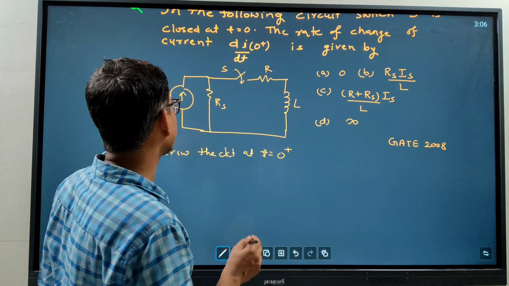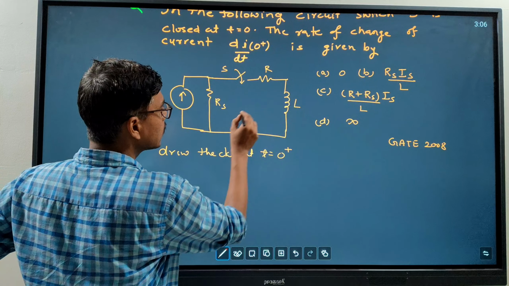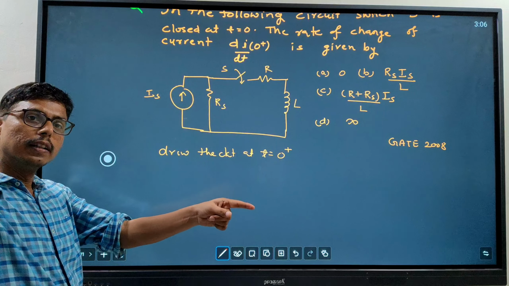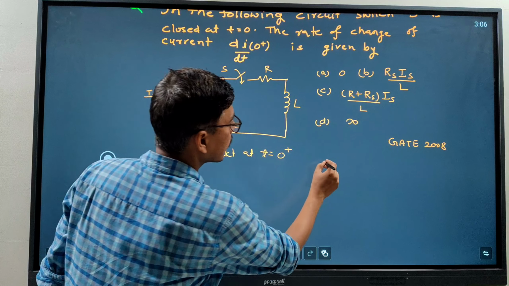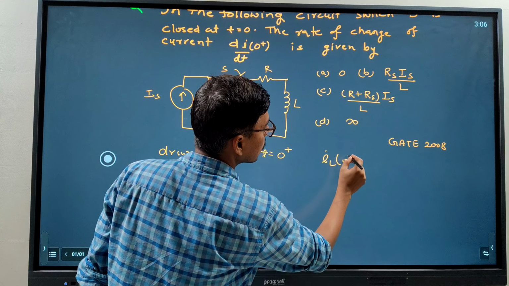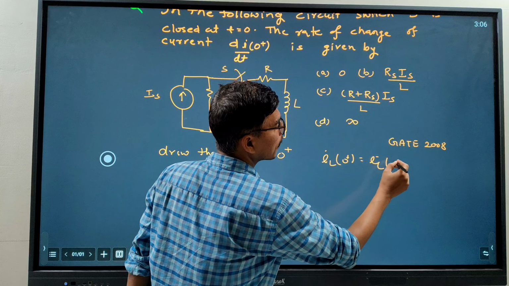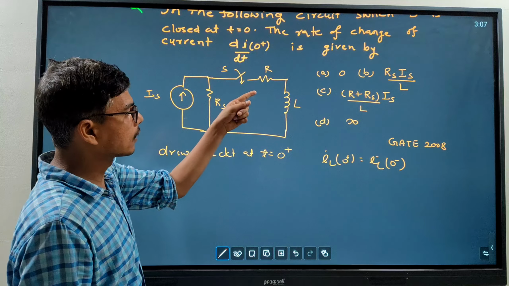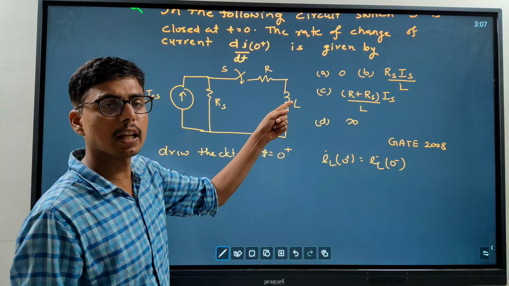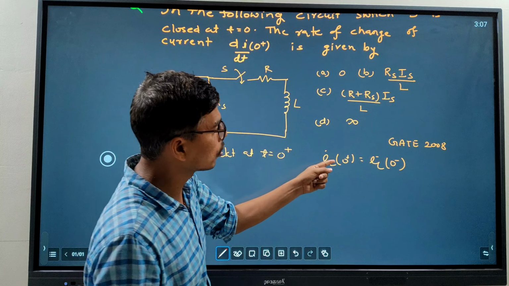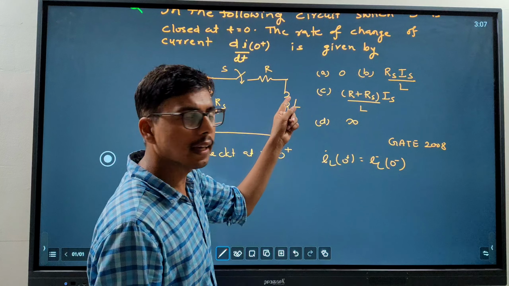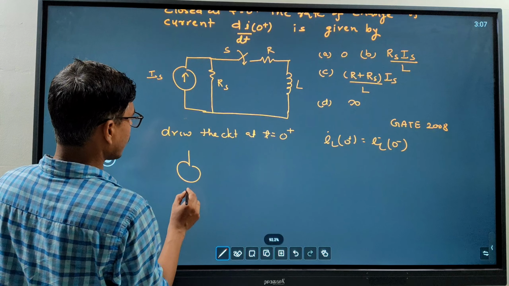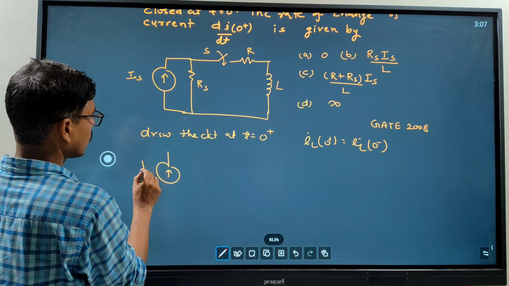So we are drawing the circuit at t equals 0 plus. For t equals 0 plus, the inductor current depends upon the 0 minus current. Inductor current IL(0-) equals IL(0+). However, at 0 minus the switch is open, so there was no current. So the inductor current at 0 plus is equal to 0. You can draw it like this. This is the constant current source.